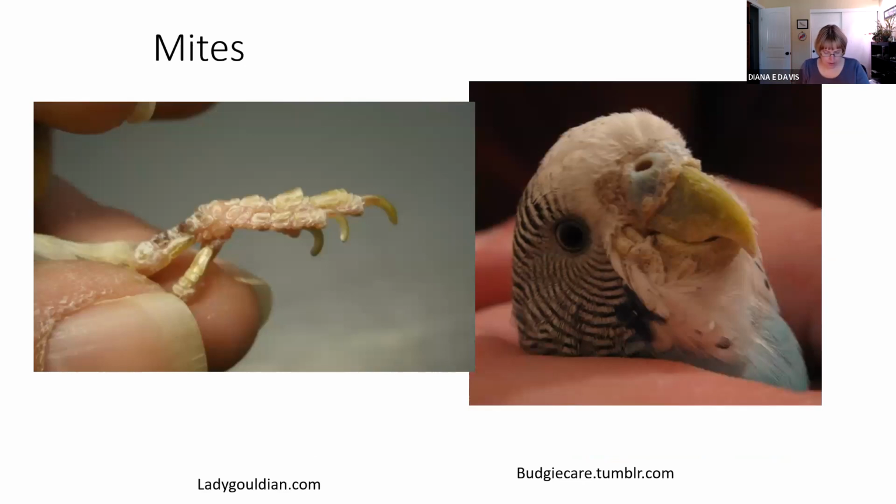The other external ailment or disease that birds get are infections with mites. There's a lot of different kinds of mites. It's a very general term. We're talking about external parasites, or at the very most in the skin, not in the inside of the body.